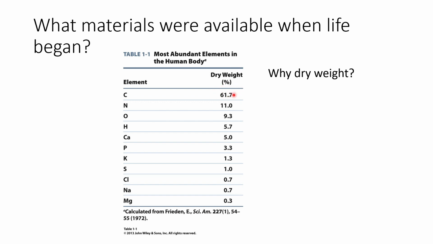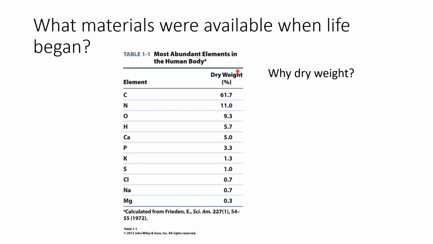And before we go any further, let's think about why we are talking about dry weight. Why not just the complete weight? As you probably know, the human body is mostly water. So if we were to use the total weight, not just the dry weight, hydrogen and oxygen, the 2 components of water, would be massively overrepresented as the elements available. So here we just want to consider the dry weight.